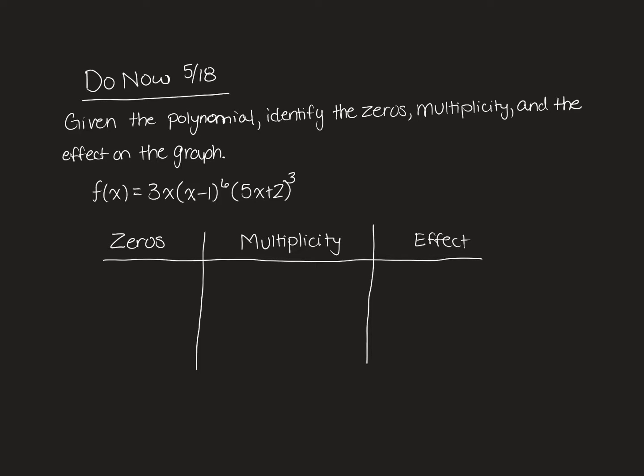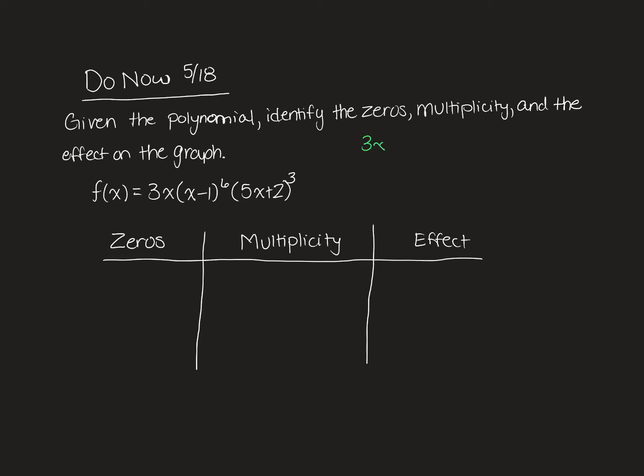Given the polynomial, identify the zeros, multiplicity, and the effect of the graph. We are given f(x) = 3x(x - 1)^6(5x + 2)^3. Remember to find zeros. This is in factored form. You set each factor equal to 0.